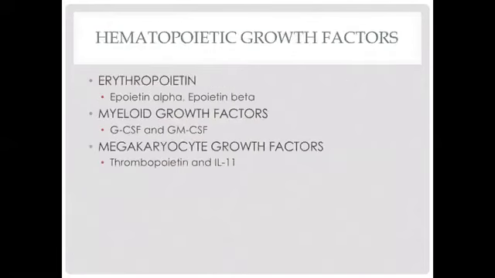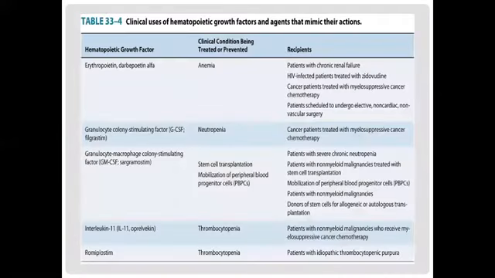So after discussing the agents used for anemia, we also have hematopoietic growth factors like erythropoietin, marketed under the brand names epoetin alpha and epoetin beta, myeloid growth factors, and megakaryocyte growth factors. This table shows the clinical uses of hematopoietic growth factors and agents that mimic their actions. You can see the clinical conditions being treated by them. For erythropoietin, we have anemia, which is related to red blood cell deficiency.